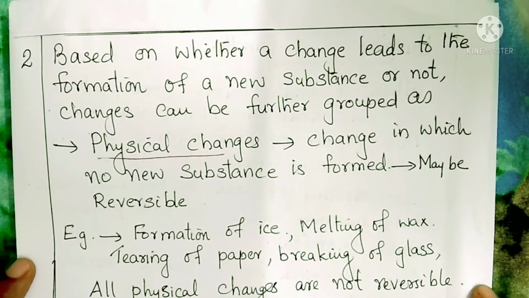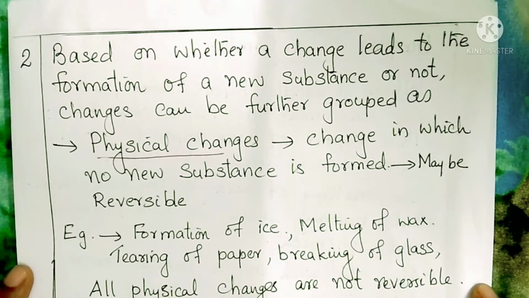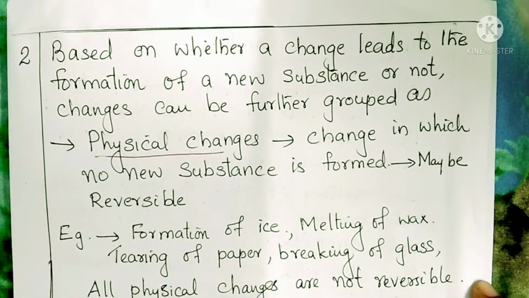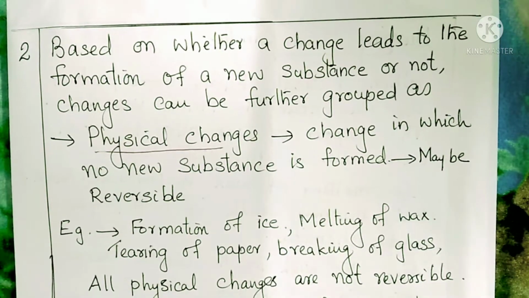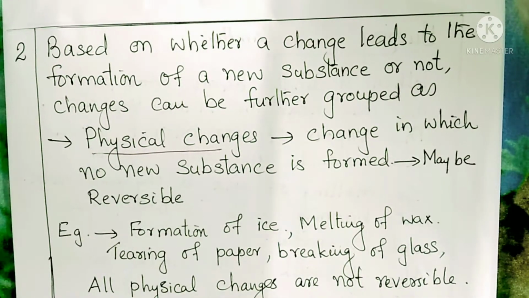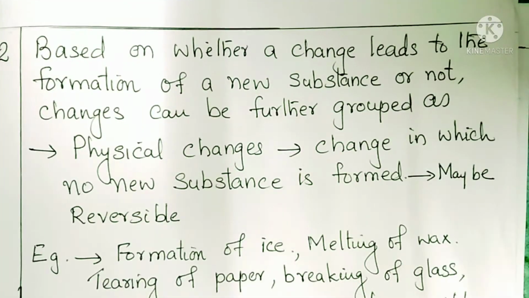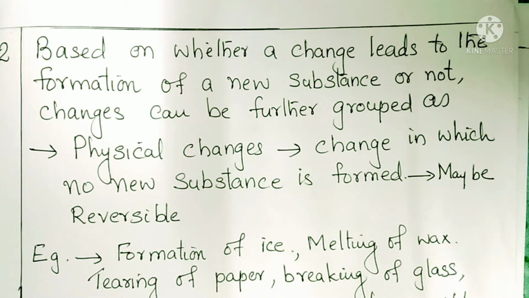Yesterday we learned about reversible and irreversible changes. Now today we will learn some more different types of changes. Based on whether the change leads to the formation of a new substance or not, that is, when a change occurs, if new substances are formed or not, based on that, the change can be divided into two groups. Which are the two groups?